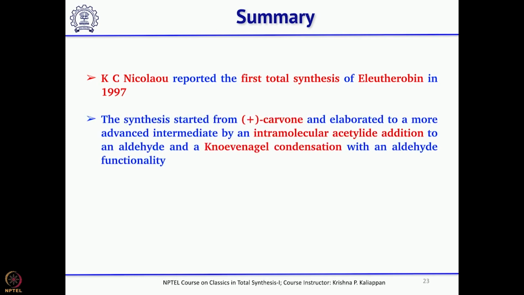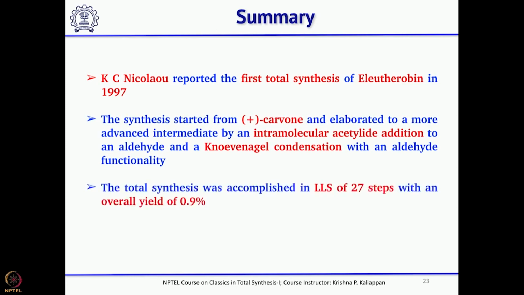eleutherobin reported by K.C. Nicolaou, and overall this total synthesis was done in 27 longest linear steps. It is a linear synthesis. If you look at this synthesis carefully, it is a linear synthesis with an overall yield close to 1%. So, considering the complexity of this natural product, an overall yield of 1%, starting with the commercially available monoterpene carvone, is really significant and a classical one.